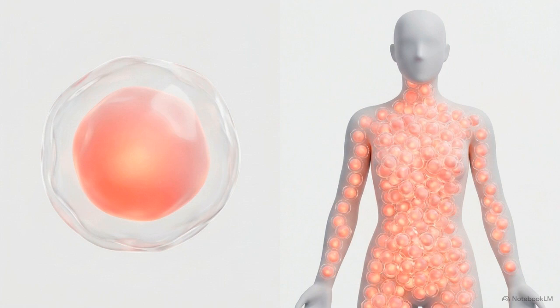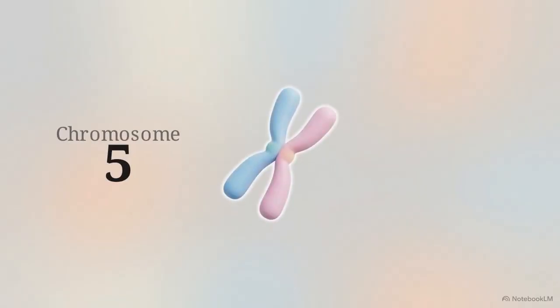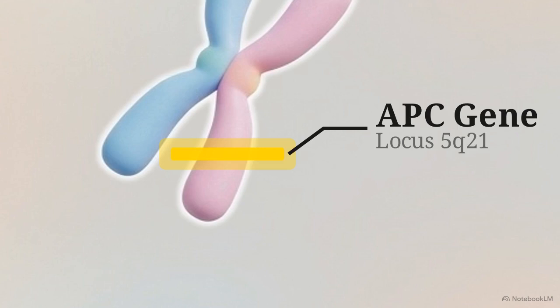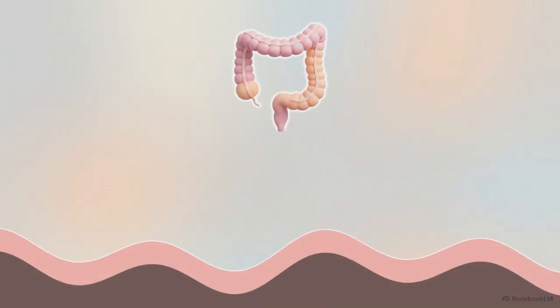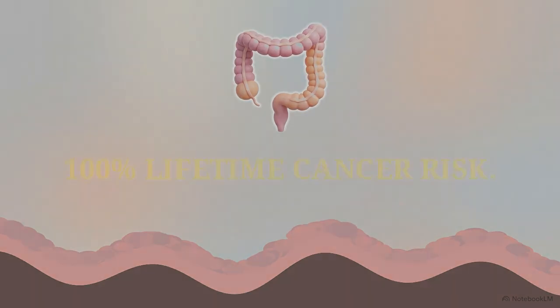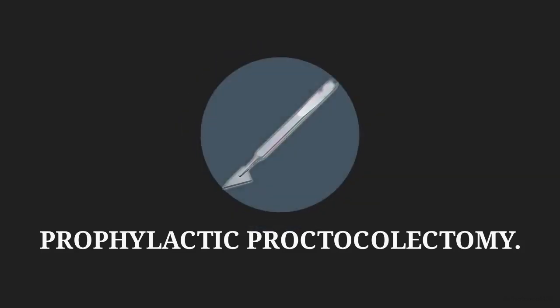While sporadic polyps develop from acquired mutations, inherited syndromes involve germline mutations present in every cell. Familial adenomatous polyposis, or FAP, is caused by a mutation in the APC tumor suppressor gene on chromosome 5q21. Without a functional APC gene to regulate cell growth, patients develop thousands of colonic polyps by early adulthood. Because FAP carries a 100% lifetime risk of colorectal cancer, prophylactic proctocolectomy is the standard of care.